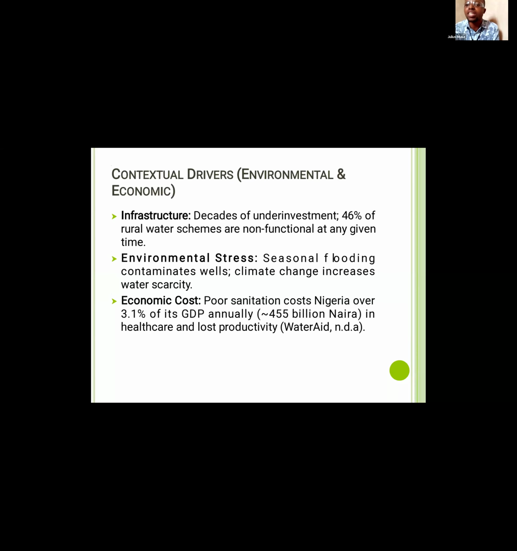What about economic cost? Poor sanitation costs Nigeria over 3.1%, statistically, of its gross domestic product annually. We have 455 billion naira. That is the cost in healthcare and lost productivity, as put forth by WaterAid, the Nigerian Developmental Agency. Thank you.